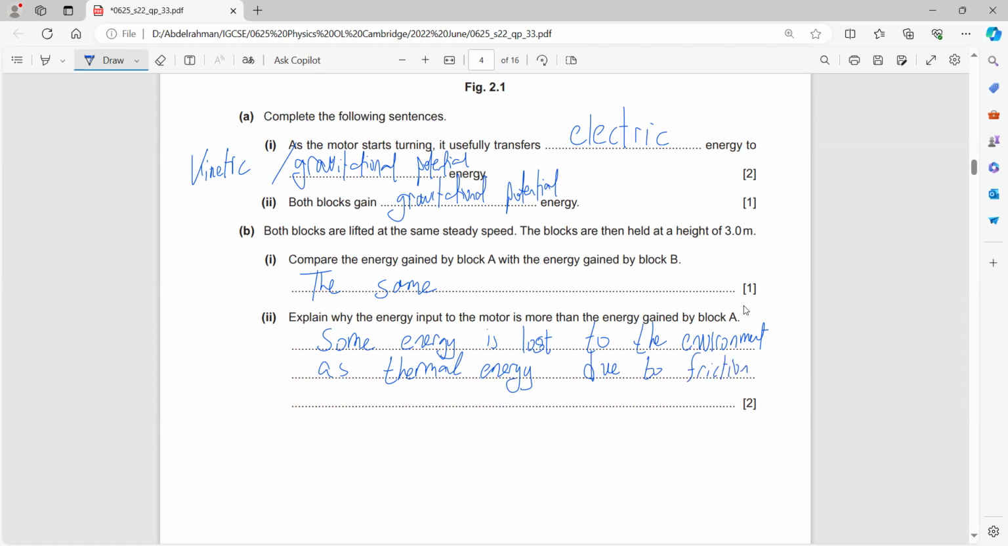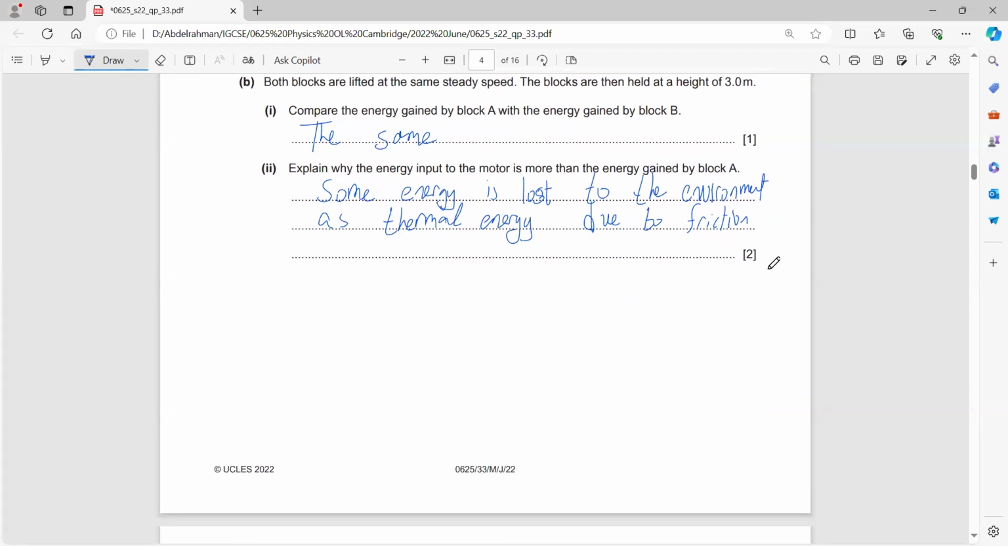Okay. Due to friction. There is friction in the motor. Yes, the motor moves. But anything that moves has to experience some friction. Friction between two touching surfaces, or air resistance. Air resistance is a type of friction. So these are all types of wasted energy lost to the environment due to friction and due to air resistance. Good.